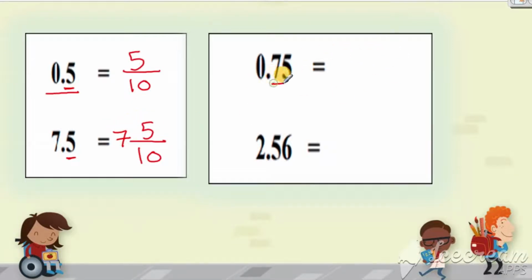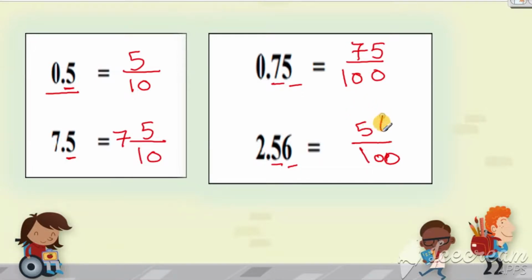Here, how many places? I have two places after the decimal point, and before the decimal point I have here 0, and the number is 75. Let's see here, two places also, so it's going to be 100, and here, okay, 56, and the whole number is 2.